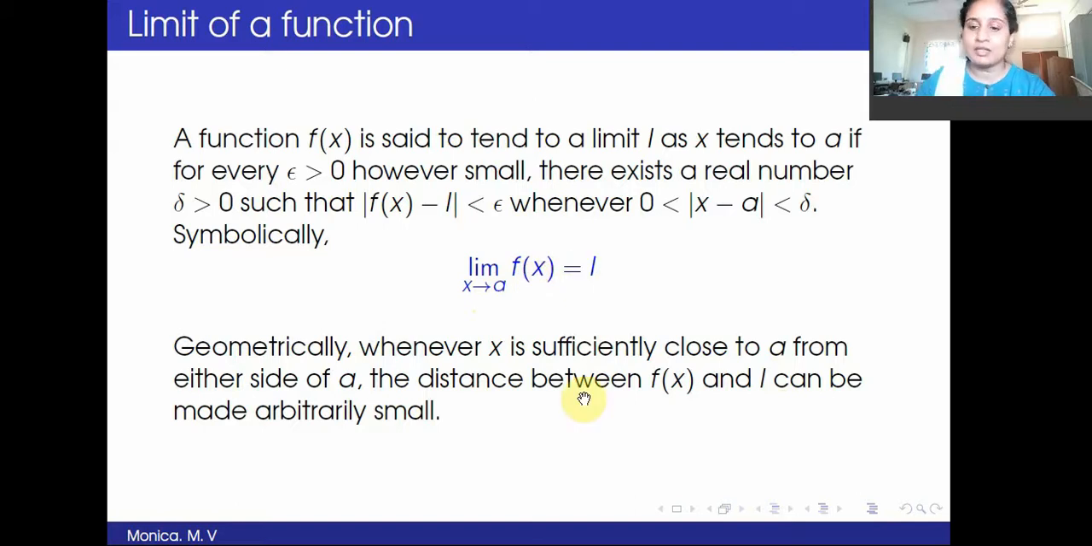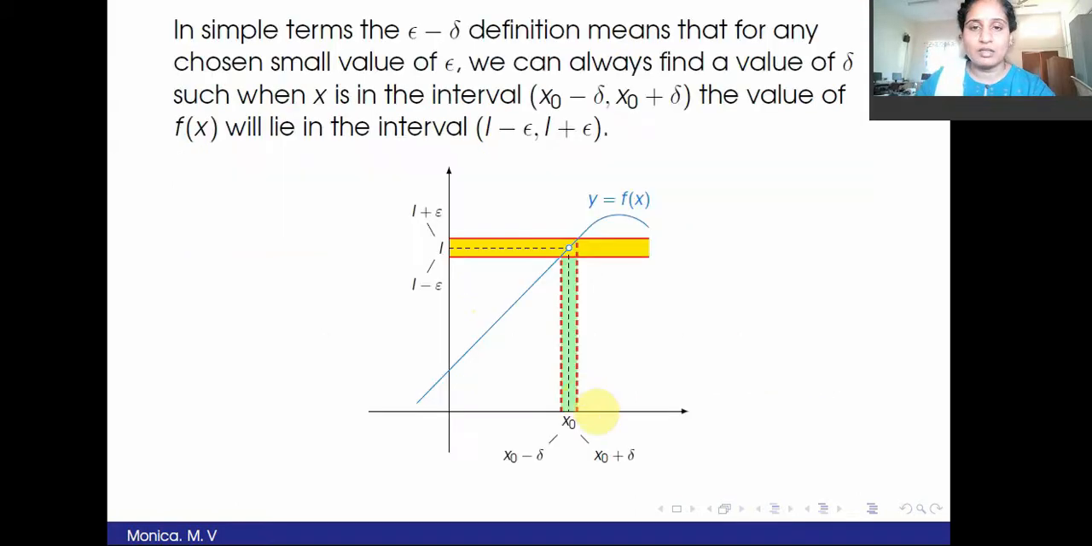Okay, we will learn this with the help of a simple diagram here. I have taken a function y is equal to f of x. I am interested in finding the limit of this function y is equal to f of x at the point x is equal to x naught, which I have chosen here.